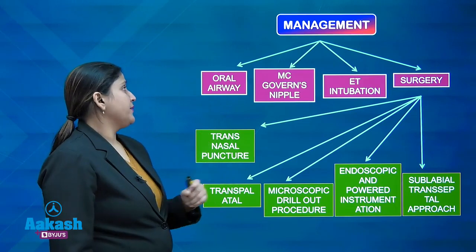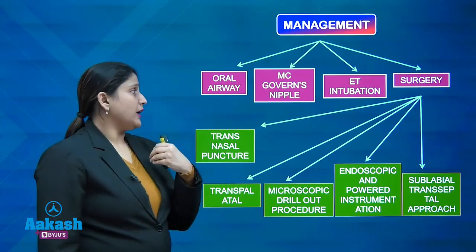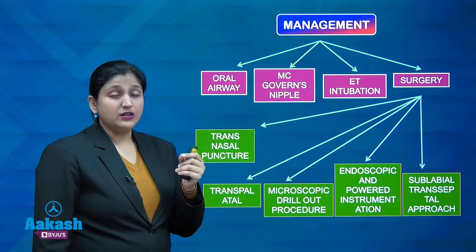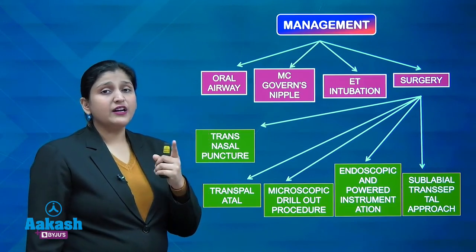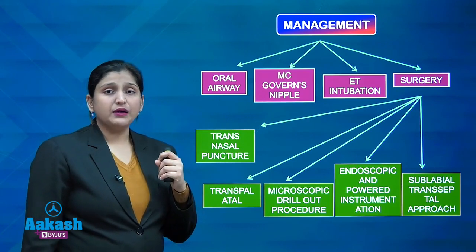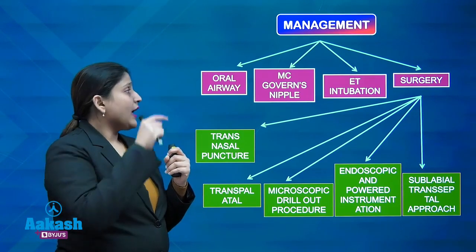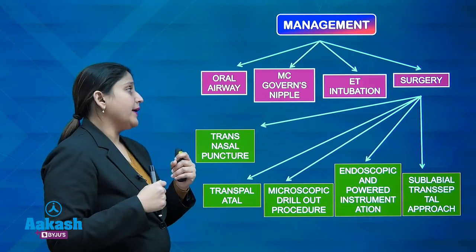The management. You can give an oral airway for the patient to breathe through the oral cavity. Children are obligate nasal breathers. So, if they are not able to breathe through the nose, then it becomes very difficult for them to breathe. You can give them a McGovern's nipple, which is something like the nipple that is present in bottles, and there are holes over it so that the child suckles on air.